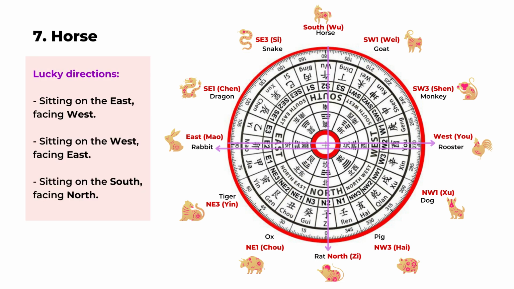And for the lucky directions, either facing east or facing west are very lucky. And another one is when the house is sitting on the south and facing north. The horse belongs to the south, so sitting on the south side is very lucky for horse.